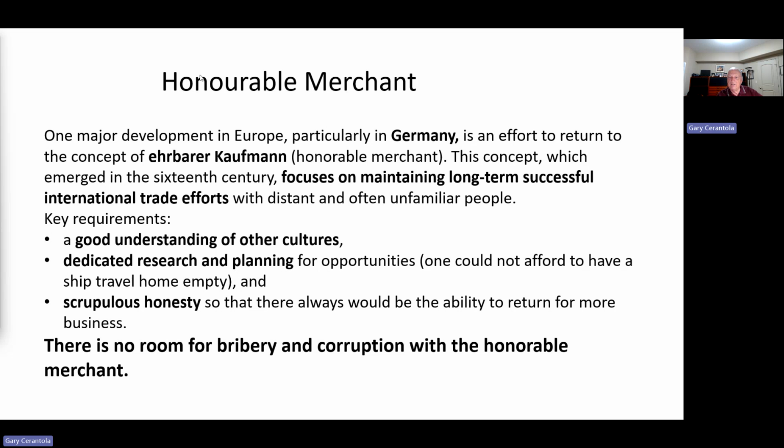So I'll leave you with this one, the honorable merchant. One major development in Europe, particularly Germany, is an effort to return to the concept of the honorable merchant. This is a German concept, which emerges from a good understanding of other cultures, dedicated research and planning for opportunities, and scrupulous honesty. There's no room for bribery and corruption with honorable merchants. So those are kind of guidelines to live by.